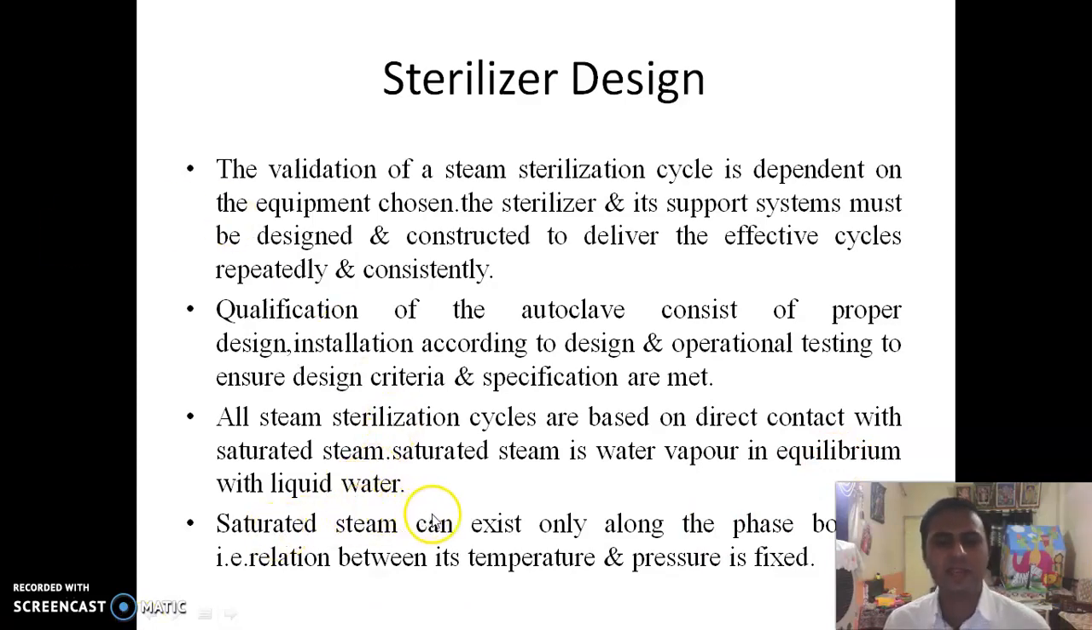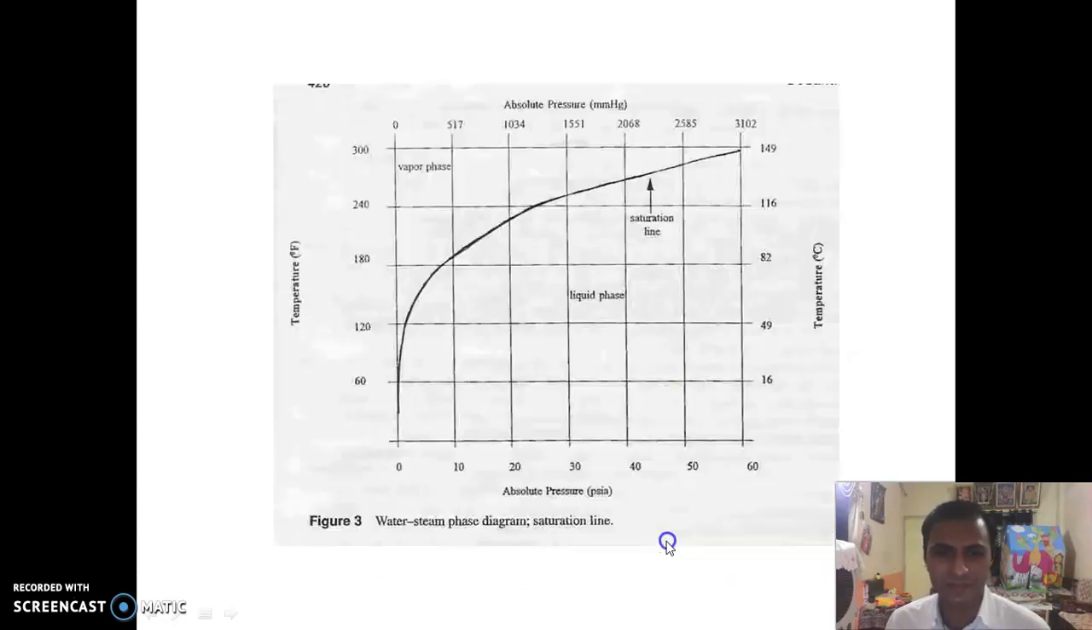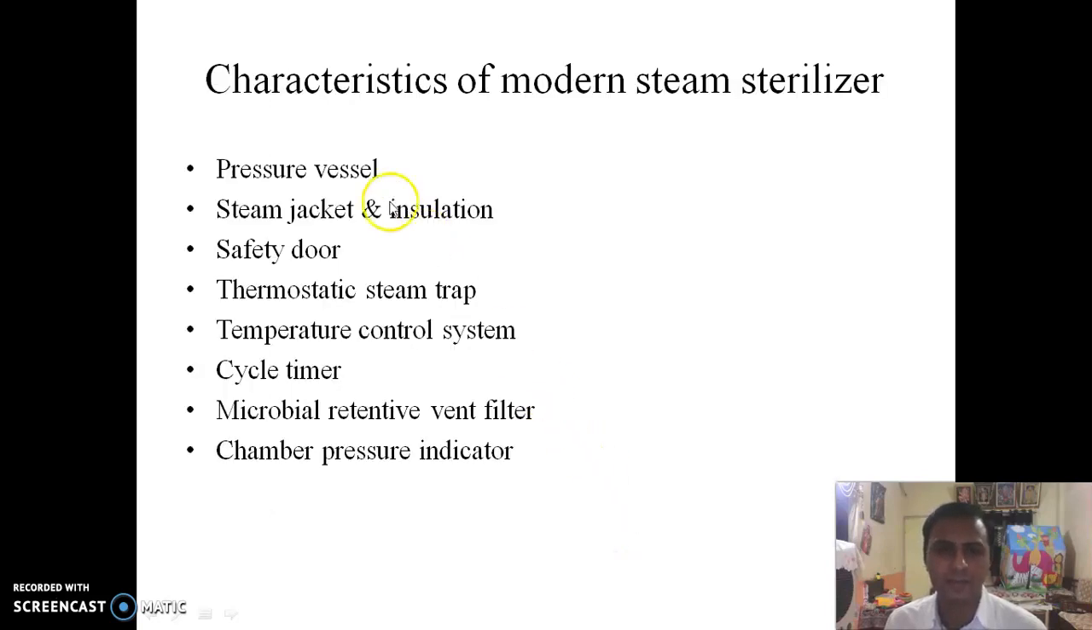Saturated steam can exist only along the phase boundary, that is, the relation between its temperature and pressure is fixed. This is the water steam phase diagram. You can see pressure is given in millimeter Hg versus the temperature, and also the pressure is given in Pascal.